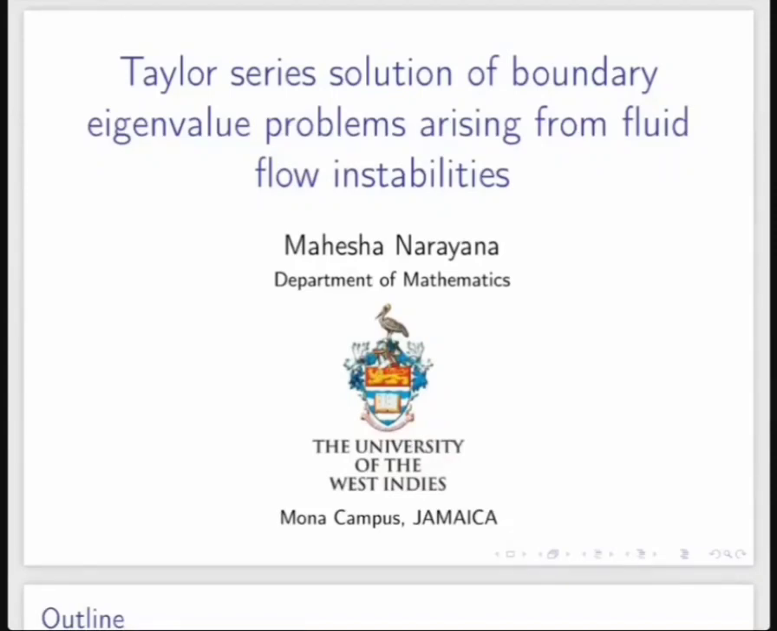So the essence of Taylor series, I'll try to explain with the help of a transform technique, which people have named the differential transform. Basically, it's a Taylor series solution. So it's the other name we can give to this method. So Taylor series method or the differential transform method can be easily adopted to solve boundary eigenvalue problems. So that's the title of today's talk.